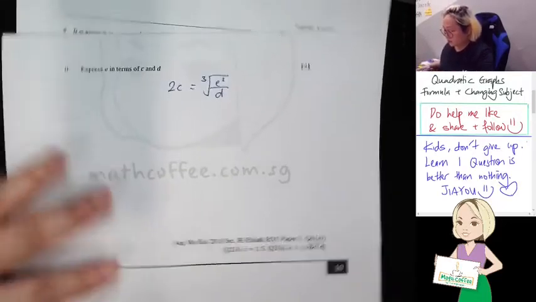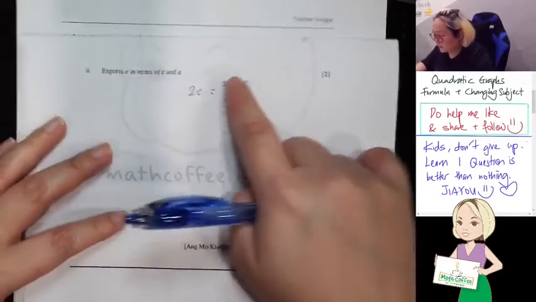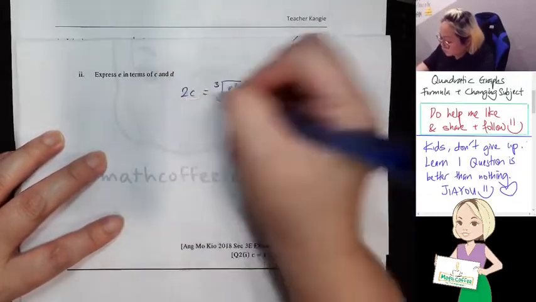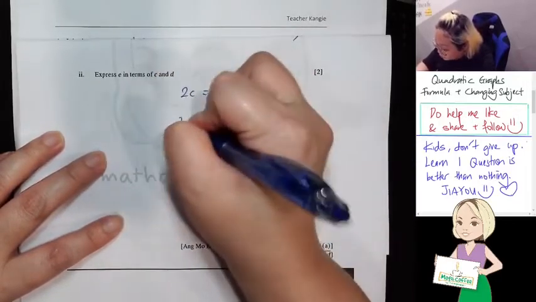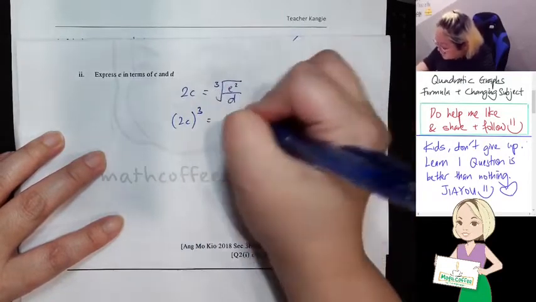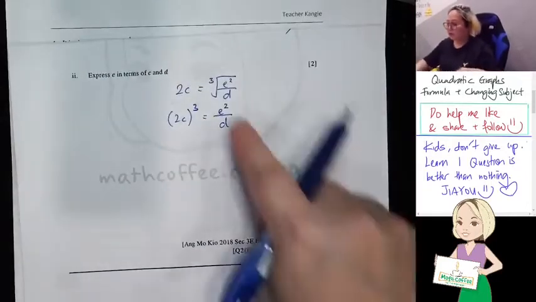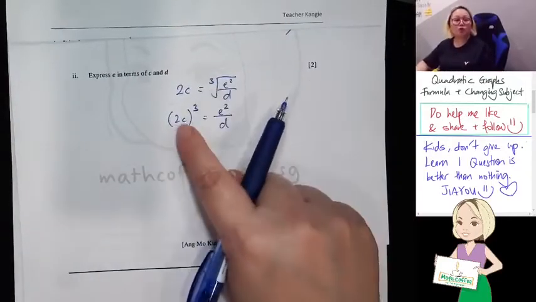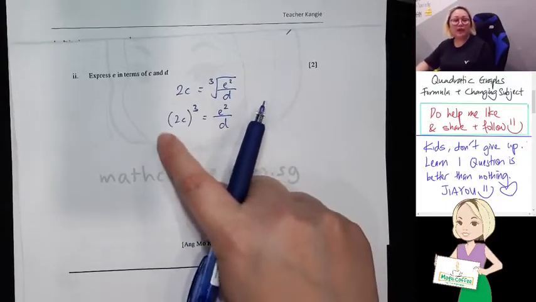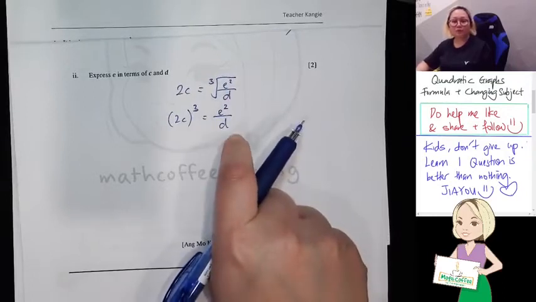So first step, this is cube root, so I'm going to cube both sides. It will be 2c cubed. And when you cube the cube root, that means it's only the E squared over D. Because this is cube root, I need to cube both sides. So when I cube both sides, 2c goes inside the bracket to the power of 3, and on the right hand side, you just remove the cube root.